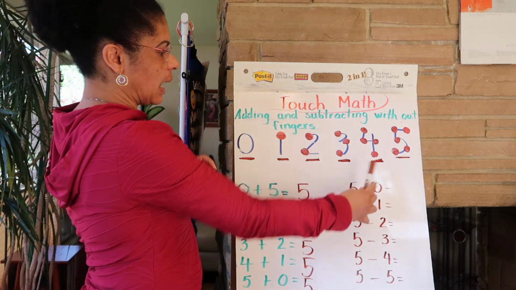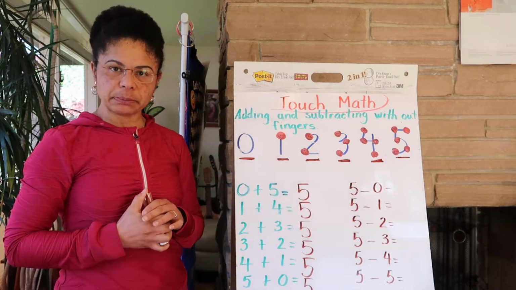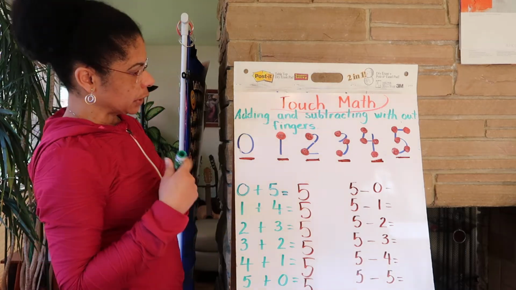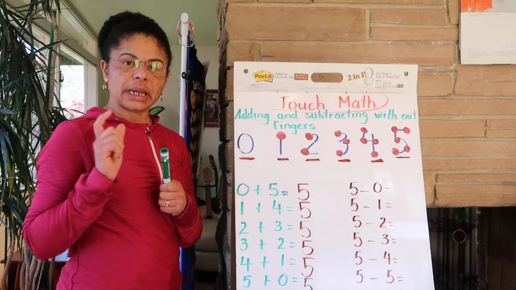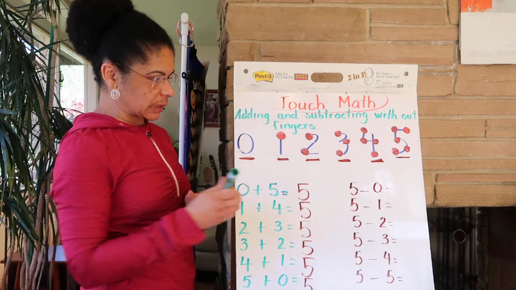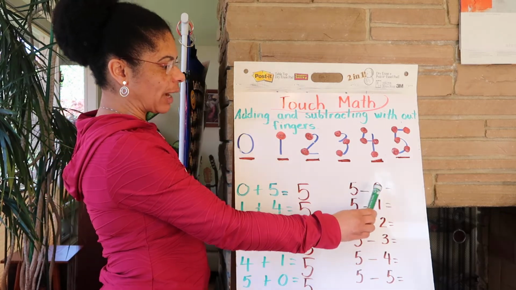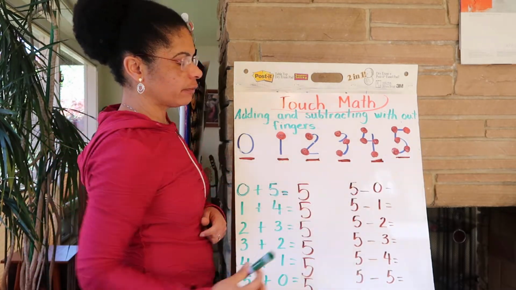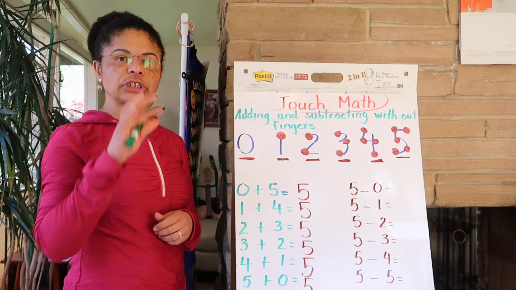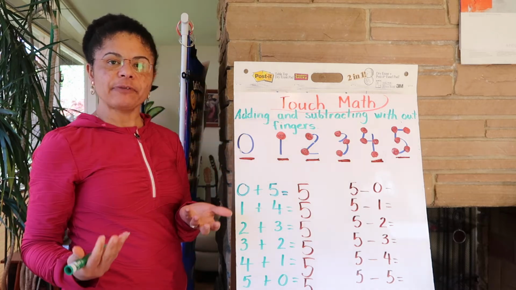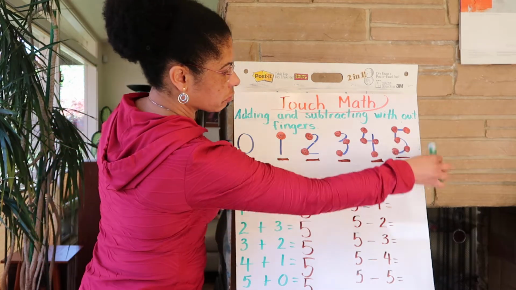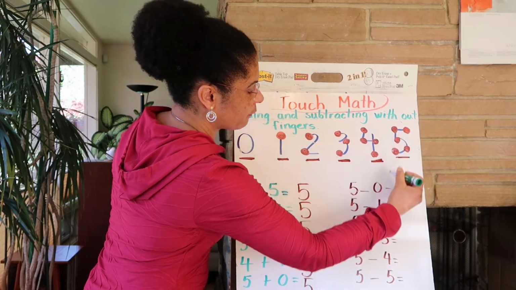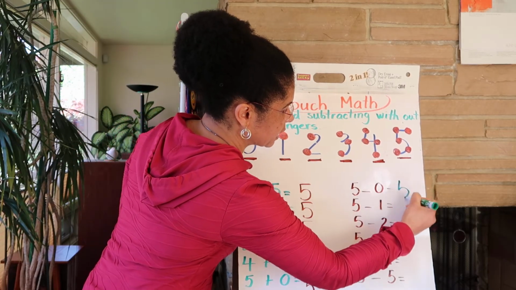Now, let's see how we could do subtraction. To do subtraction, you do the same idea, the same process. 5 subtract 0. Here is 5. I'm going to take 0 from 5. The answer is 1, 2, 3, 4, 5. The answer is 5.